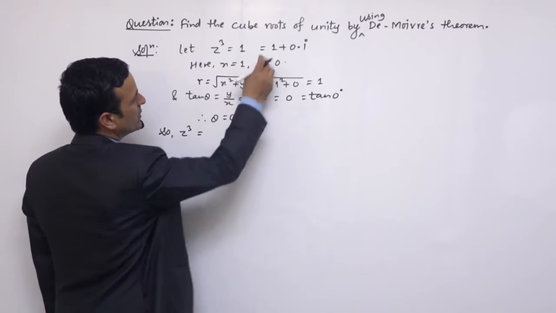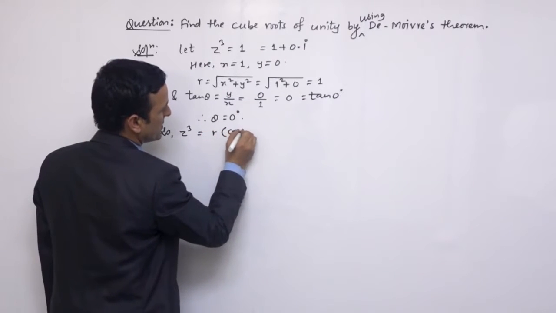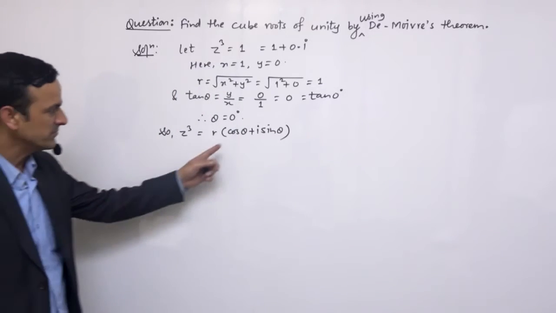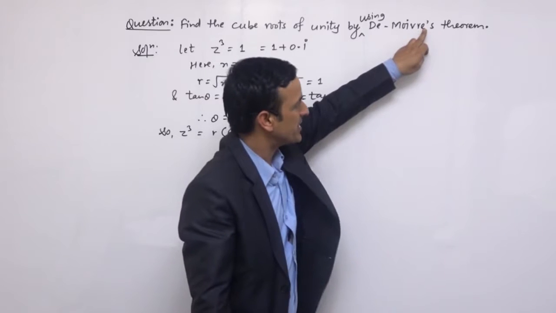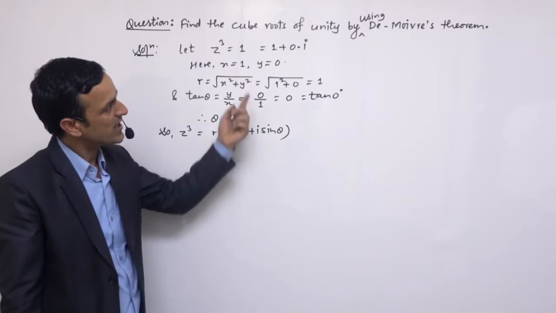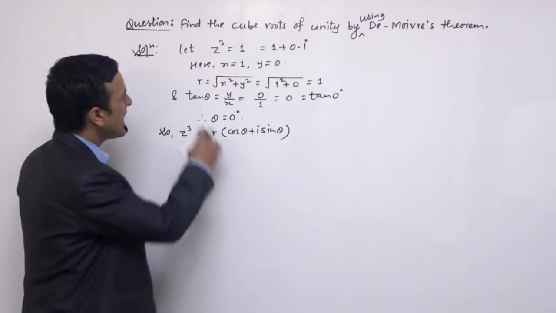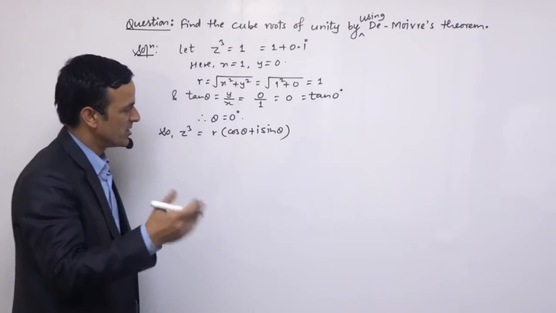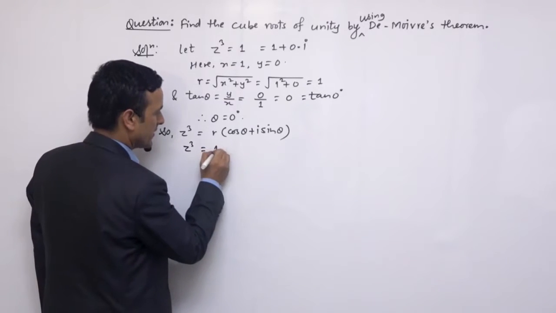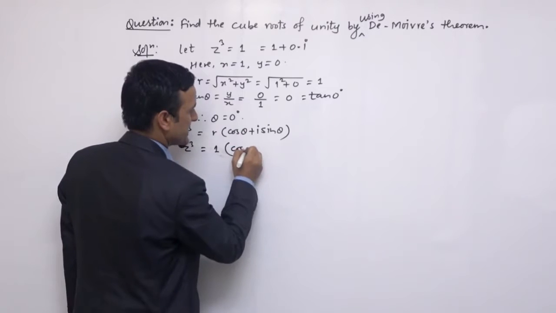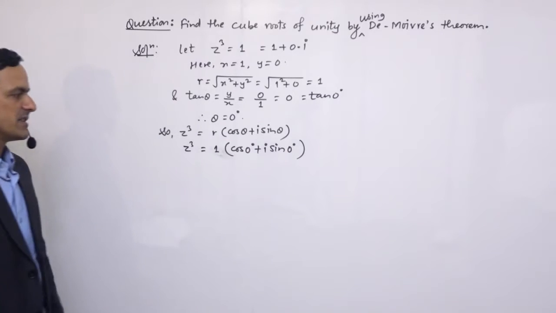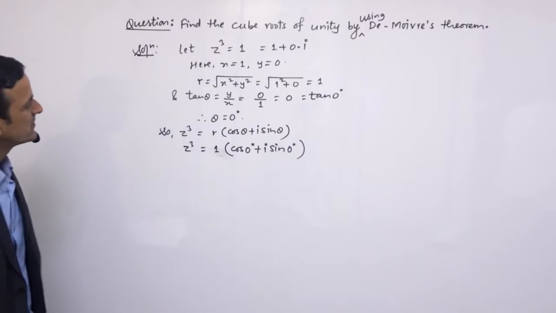So z cube is equal to 1 plus 0i, means it is r(cos theta plus i sin theta). This is called polar form. When using De Moivre's theorem, we always have to convert to polar form. Without polar form we can't use De Moivre's theorem. So after finding r and theta and putting them here, it is expressed in polar form. So z cube is equal to r, which is 1, cos theta which is 0 degree, sin theta which is 0 degree. This is the polar form of 1.